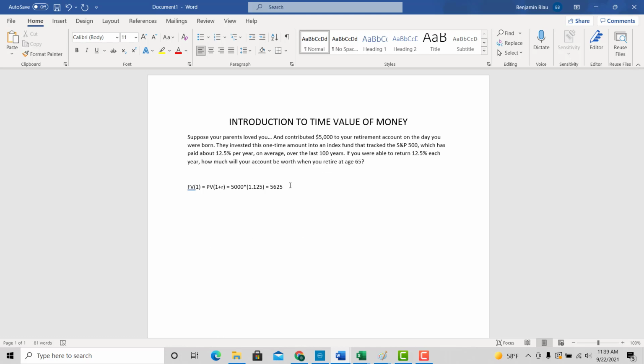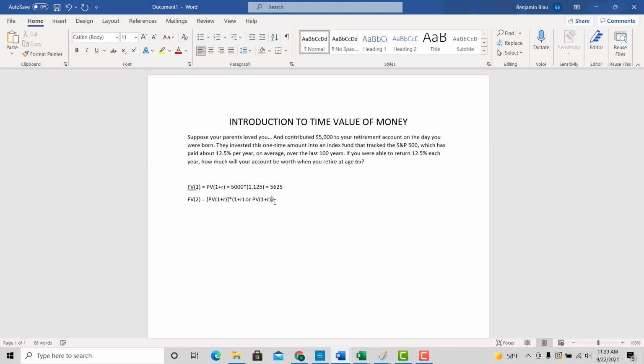If I want to find out the future value in year two, I'm going to take the present value times 1 plus r, and that gives me the future value in year one, and then I'm going to multiply that again. Let me put this in brackets here just so you understand. The number in brackets is going to be 5,625. This is the future value in year one. I'm then going to multiply that again by 1 plus r. Does that make sense? Or what I can say is this is the present value times 1 plus r raised to the power of 2.